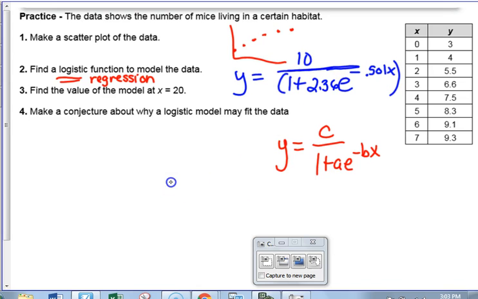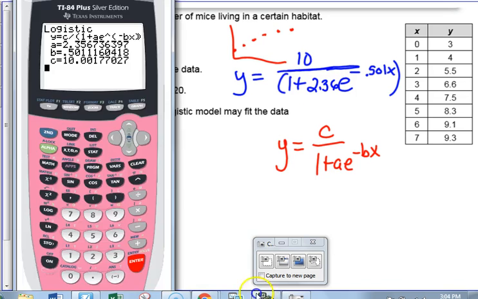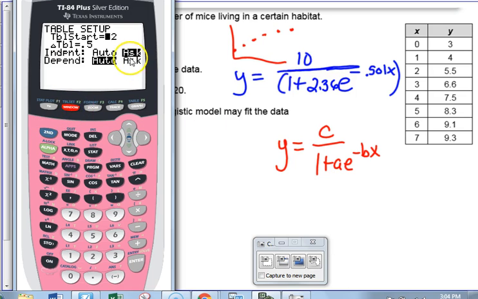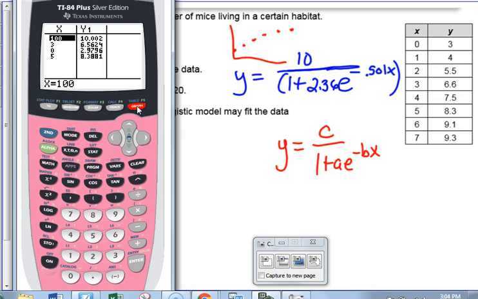All right. Now, I stored mine, so I should be able to look at the graph just to see how it's fitting. Quite beautiful. All right, then I can either type it back in, which is kind of a pain in the neck, or if you stored it, do you remember how you can plug it in? You can turn your table on to Ask Auto, and then go second graph, and we're supposed to put in what? 20?